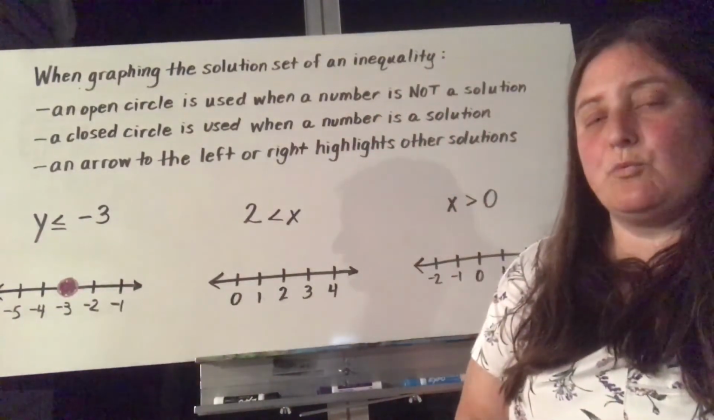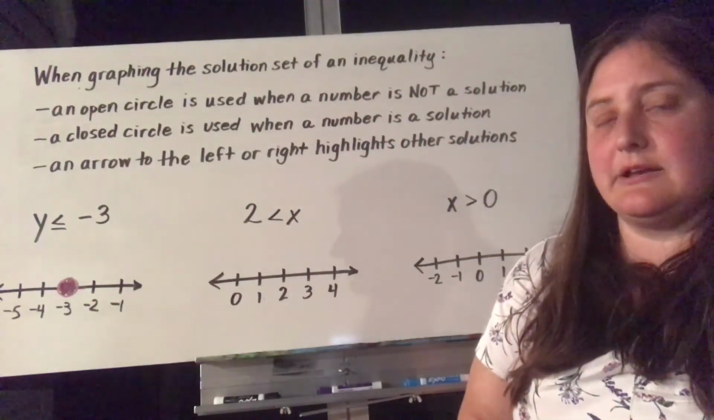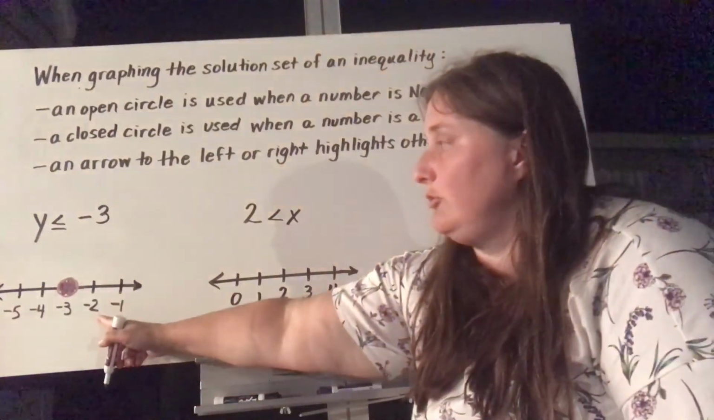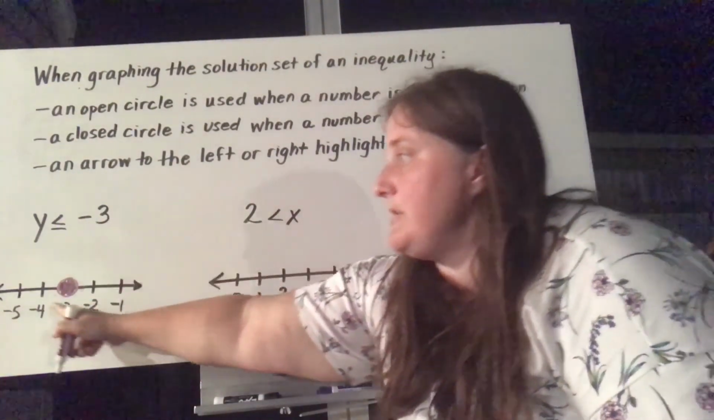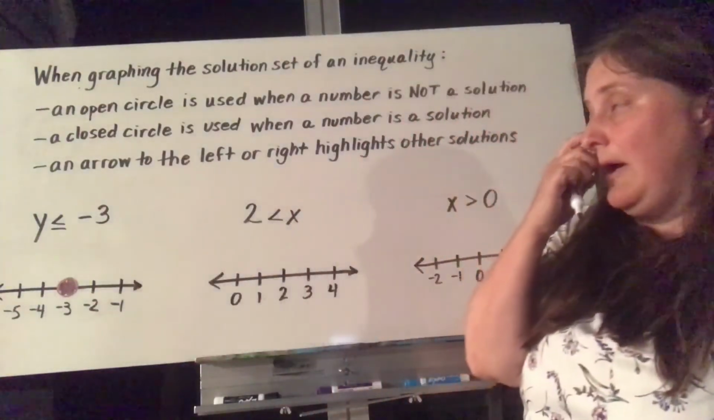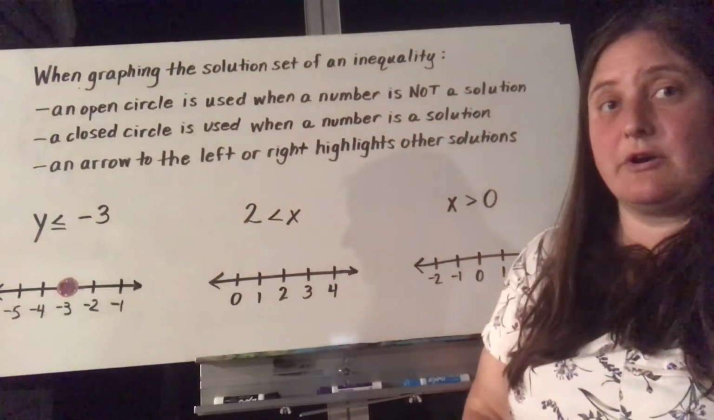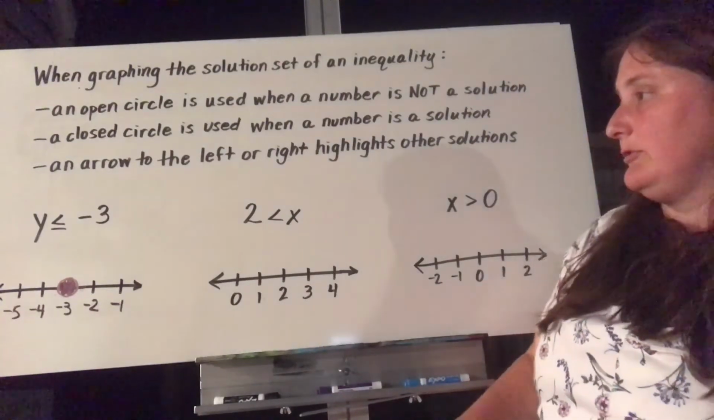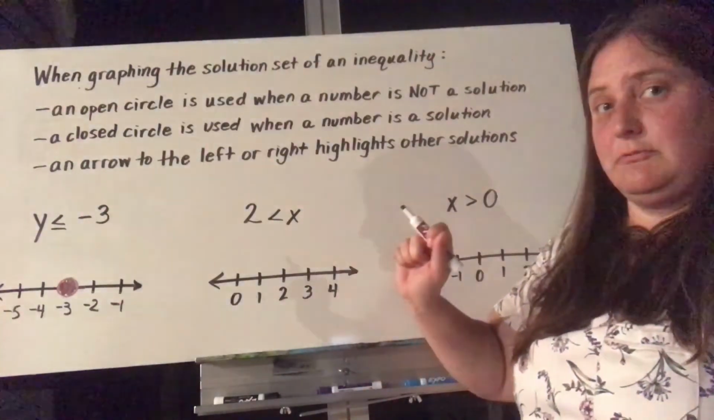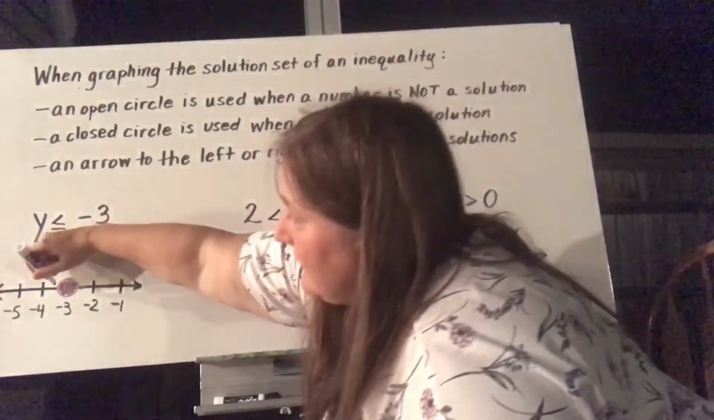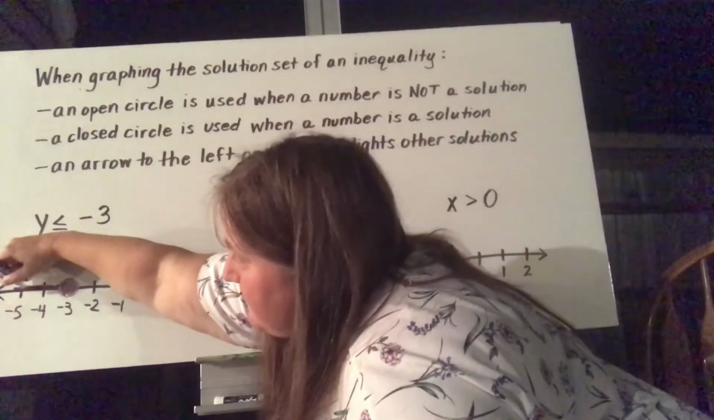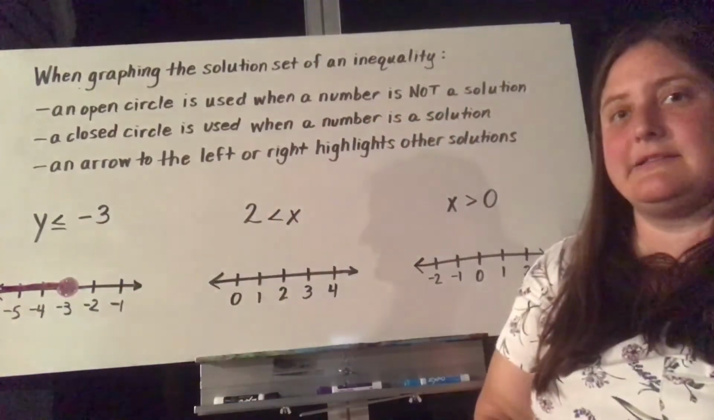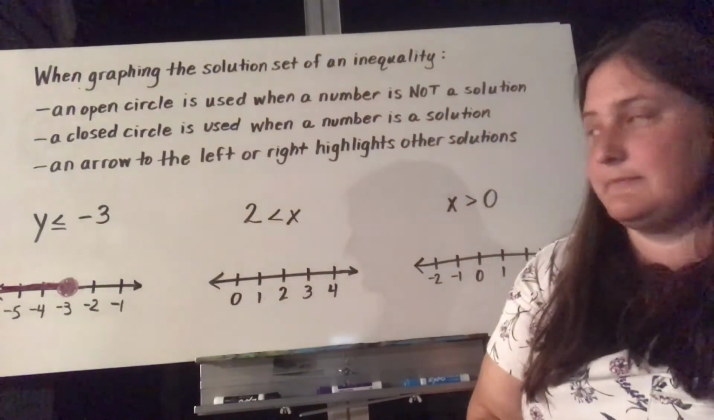Now I have to decide which side of this number line represents the rest of the solutions. Would -2 make this statement true? Would -4 make this statement true? Actually, it's -4, -5, those smaller values that are going to make this statement true. So what I'll actually do is I'll use my marker here to highlight these guys, to make that part of the number line stand out, because those are my solutions.